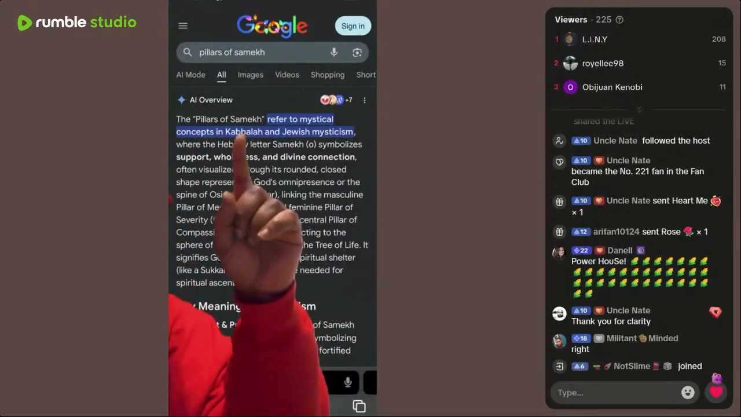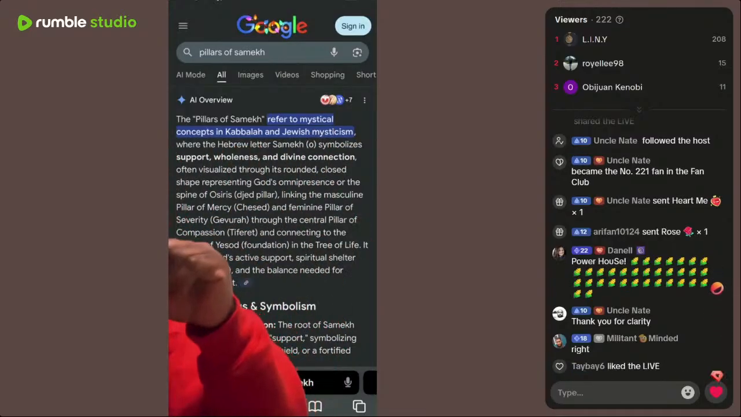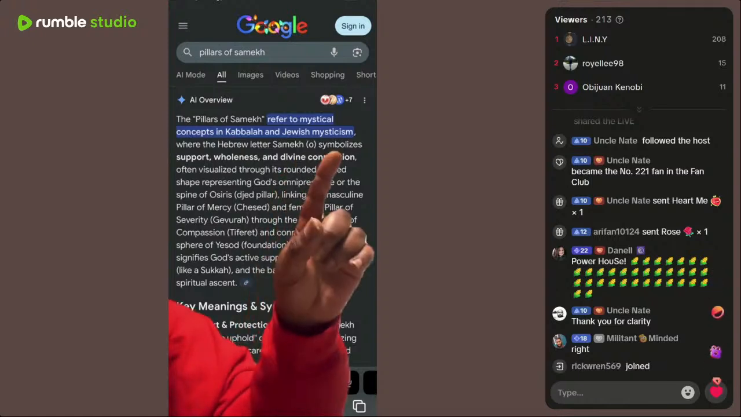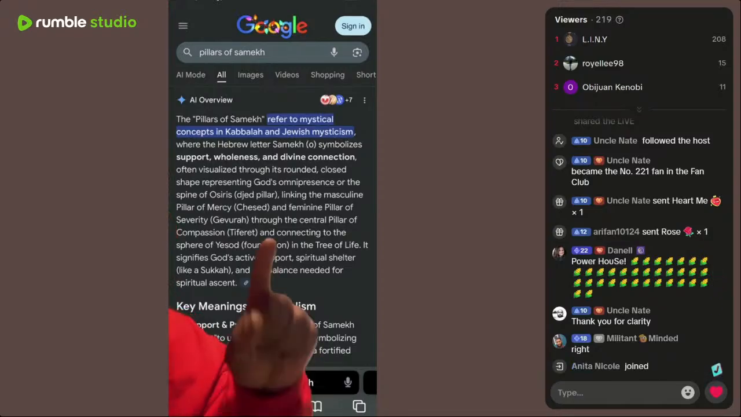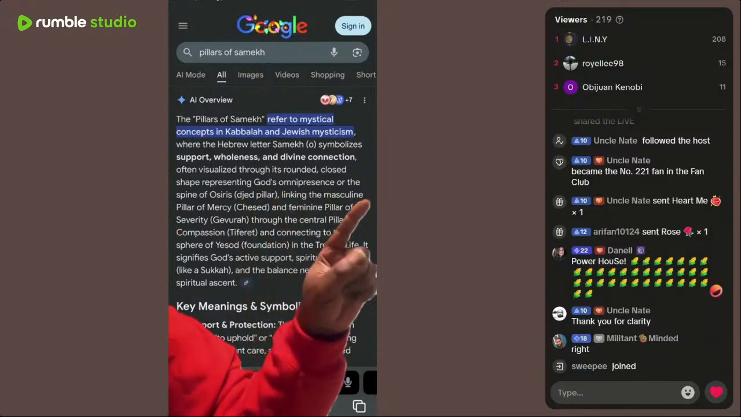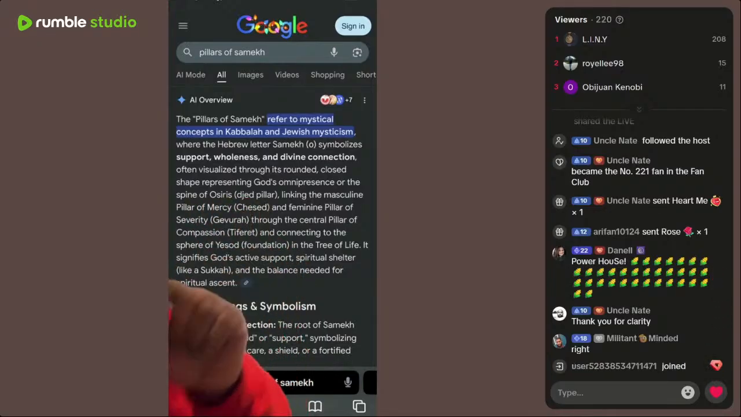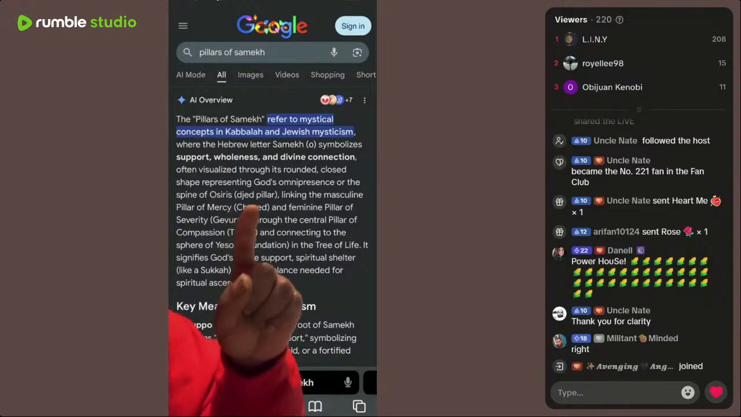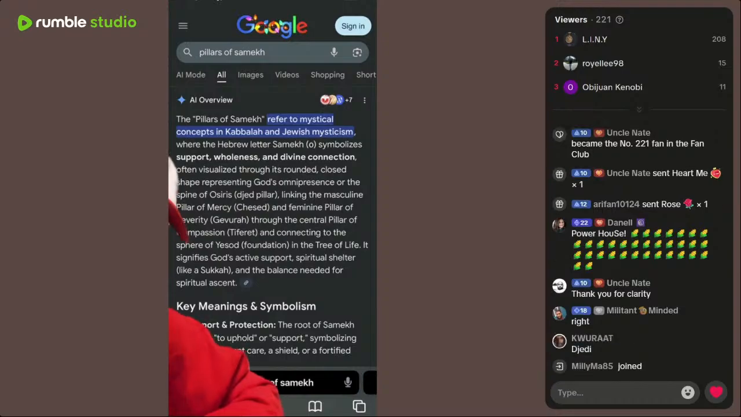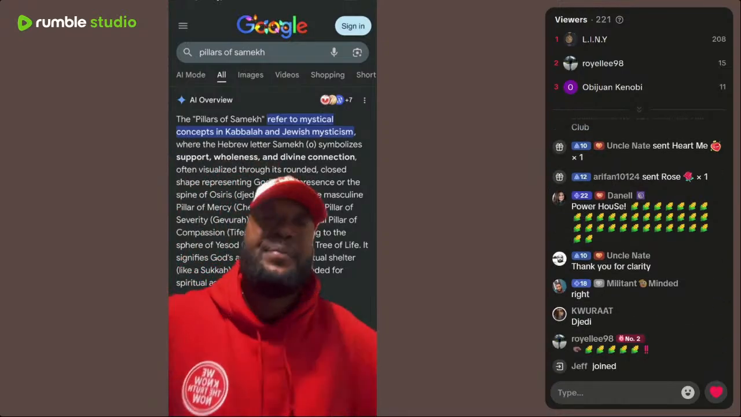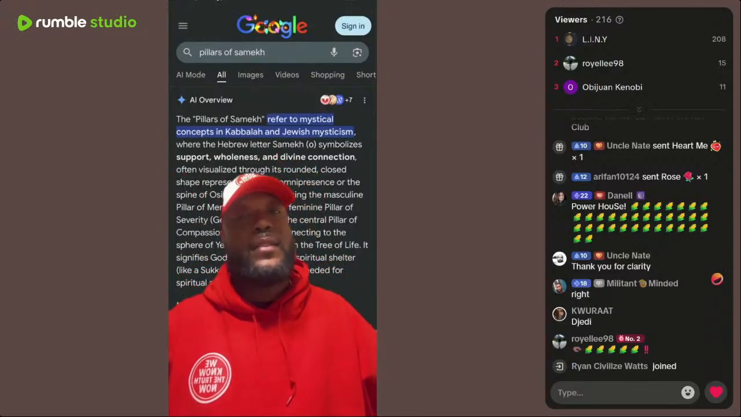The pillars of Samek refer to the mystical concepts of Kabbalah and Jewish mysticism. Watch this. They symbolize support, wholeness, divine connection. There it is. It goes right into the spine of Osiris, which is the Djed pillar. The Djed pillar comes from the pillars of Samek. We get it now. Yeah, we got y'all now.